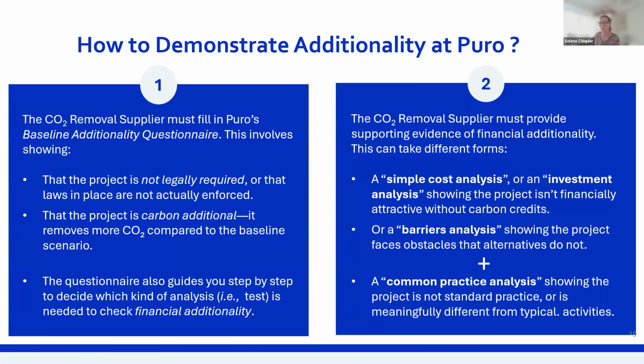For that, there are multiple routes to go through. You can either go through a simple cost analysis or an investment analysis that shows that your project is not viable without carbon credits, or you can opt for what we call a barrier analysis that shows that your project faces too many challenges that alternatives do not. And depending on the maturity of your project, you may have to go through a common practice analysis, which we've already heard about as well, that shows that your project is not just business as usual. What matters here at Puro is that a common practice analysis is only required if your project has reached a high level of maturity.